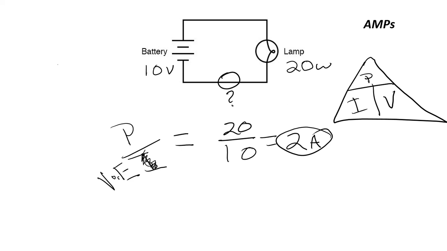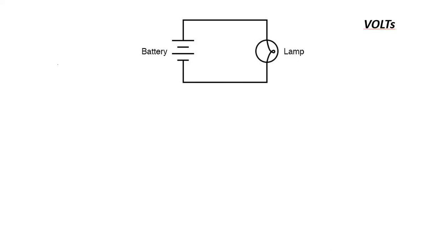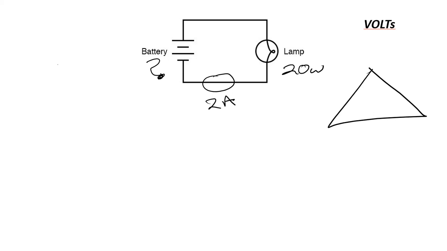All right, one more. I'm looking for volts now, okay? So I know that I have 2 amps in this circuit, and I have a 20-watt light bulb here, and I'm looking for my battery, my volts. So I'm going to draw my triangle. Don't forget to draw your triangle.